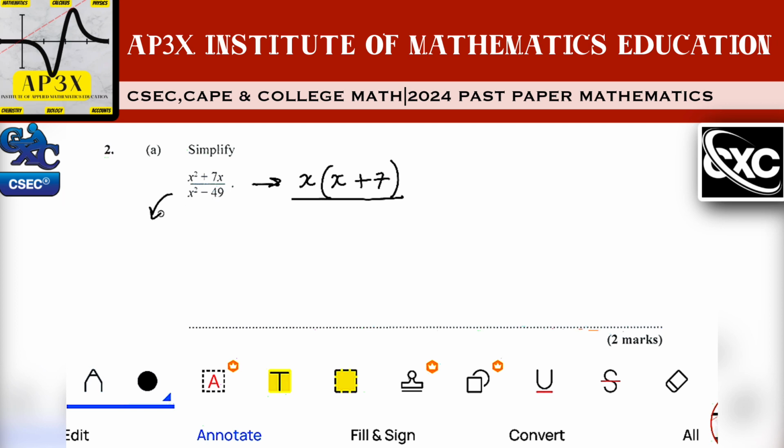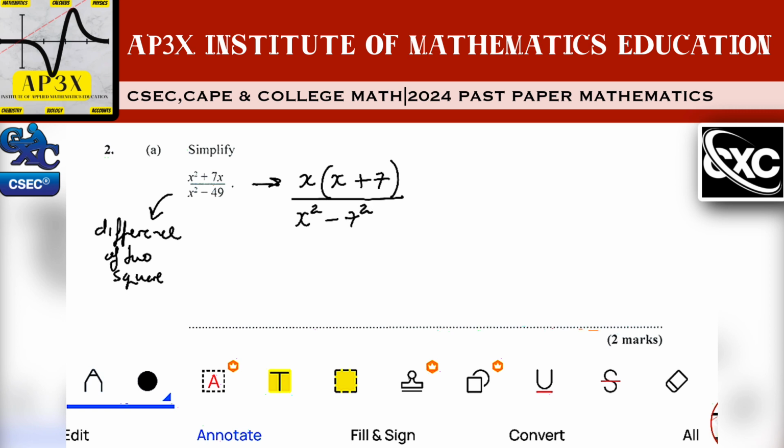This apparently is a difference of 2 squares, and we can recognize this type of expression because the first term is raised to a power of 2 and the second number can be expressed to a power of 2. So x squared is already there, and then what we're looking at is in fact 7 squared.